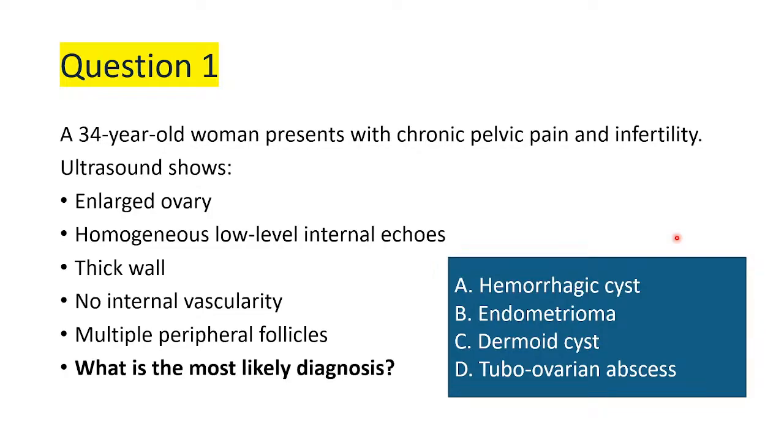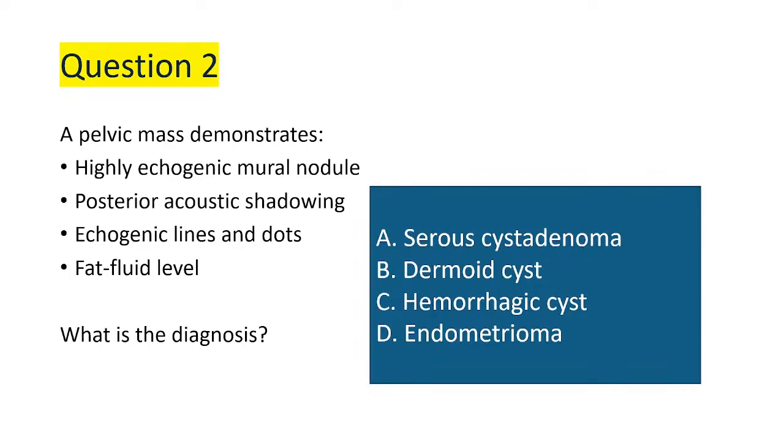Cyst, B. endometrioma, C. dermoid cyst, D. tubal ovarian abscess. So the answer here is an endometrioma. A chocolate cyst is the one that shows homogeneous low level echoes. Question number 2.